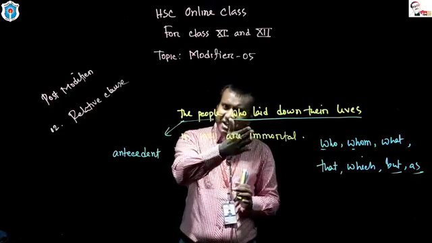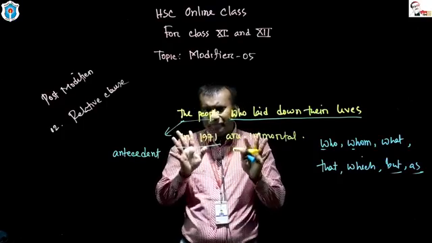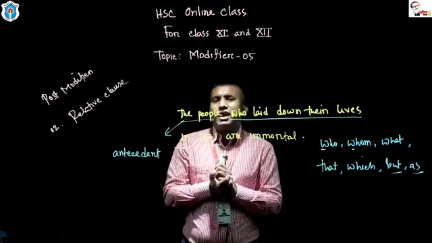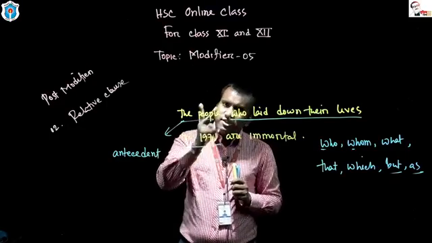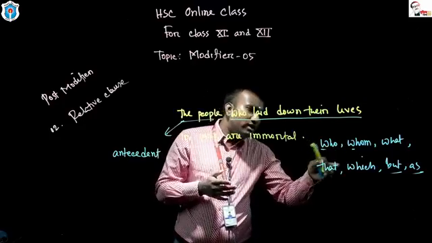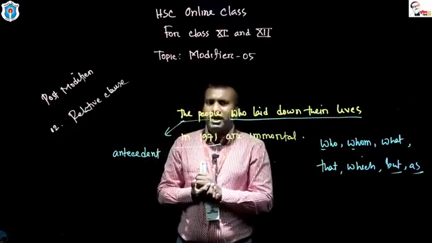So after the antecedent, we get the relative pronoun. Is it clear to you? After the antecedent, we get the relative pronoun. If there is no antecedent, those words, that is who, whom, what, that, which, but, as, will not work as a relative pronoun. Okay, clear to you?